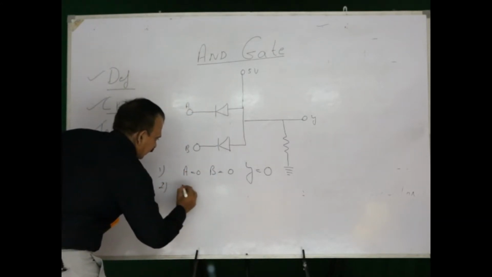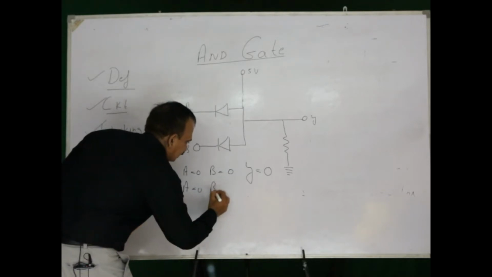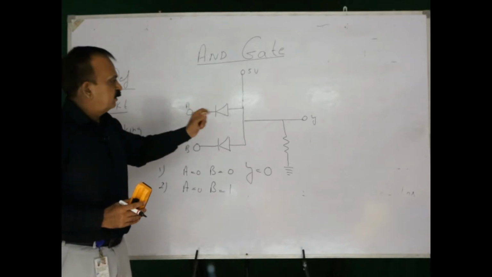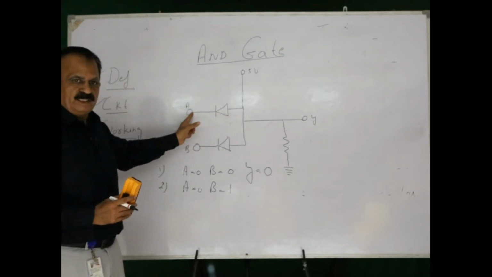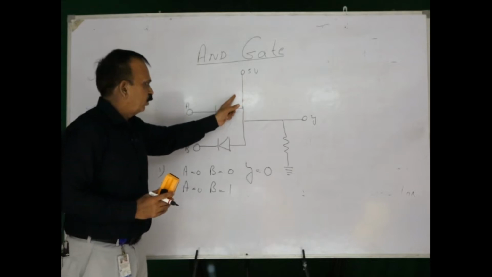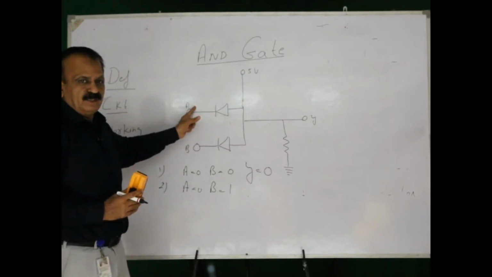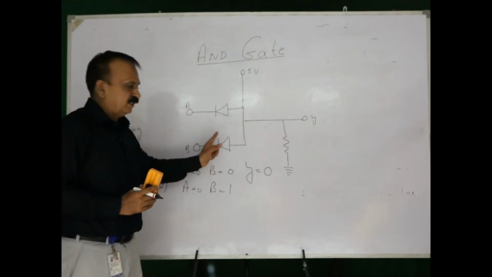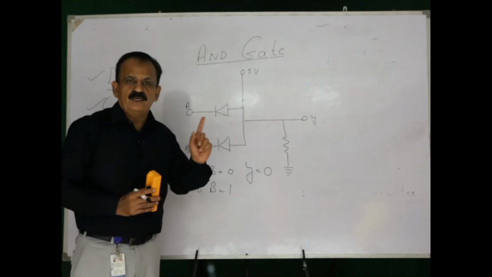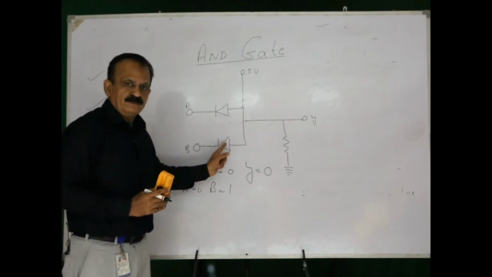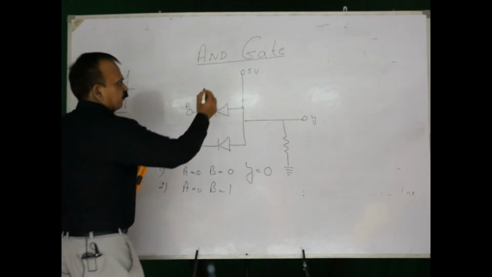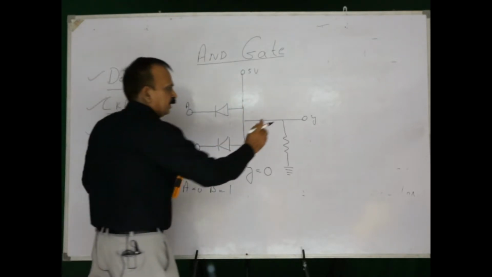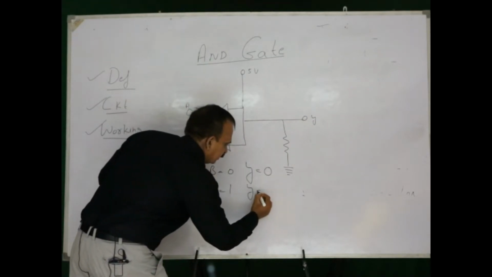Second case, A is equal to 0 and B is equal to 1. Now, since A is equal to 0, this is at high voltage and this part is at the low voltage. So, there will be current flow through this diode, but B is equal to 1. This is at high voltage, this one is also at high voltage. So, no current will pass through this diode, but due to the current flow through the upper diode, no current will pass through the output. So, Y is again going to be 0.